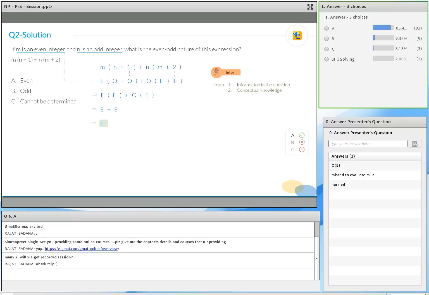Harit, okay, odd plus odd times even, that's where you made a mistake. You missed evaluating m plus 2. So do you see that you made a mistake in this question, not because you didn't know the concept, but because you didn't apply the process skill of inference? You didn't go through the question statement, you didn't follow along the process of inferring information bit by bit. That is why you faltered over here.